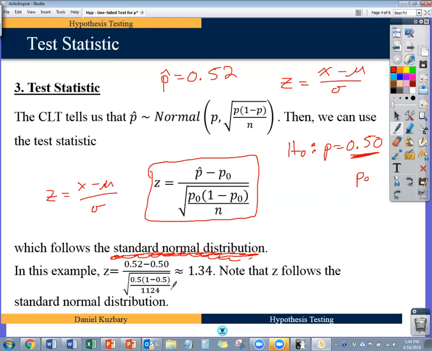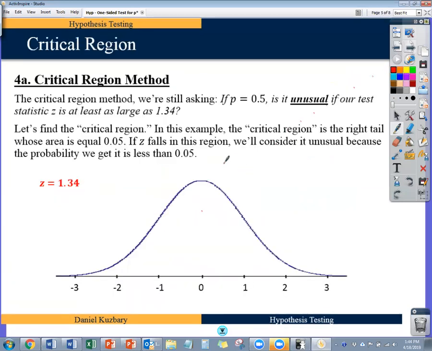And our sample size is 1,124. You find all that in the calculator, you get this positive 1.34 as your test statistic. And you note that this will follow the standard normal distribution. So we're going to now look at the standard normal distribution. Let's start by doing the critical region method first. We don't need to do both of these, but we're going to do both just for the purpose of the video. You only need one to draw a conclusion.